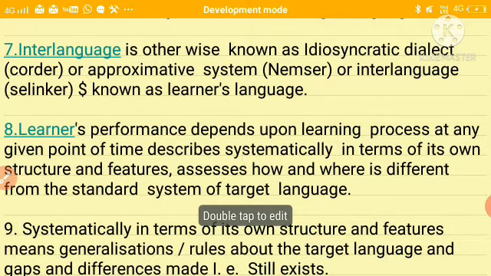So the learner specifies some structure and features of that language, and assesses how and where it is different from the standard system of the target language. So what is the standard system of the target language? According to that, the learner assesses how and where it is different from the standard system of the target language.